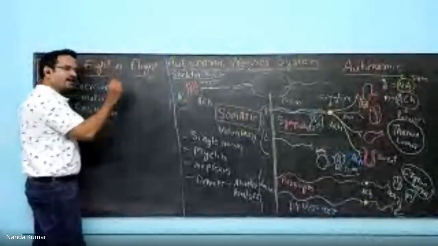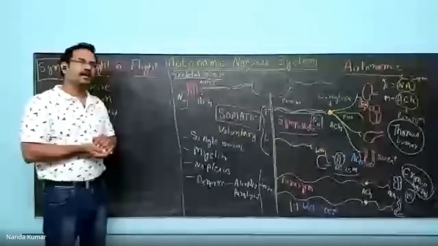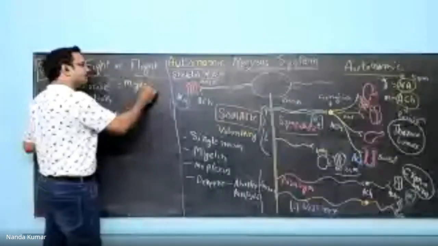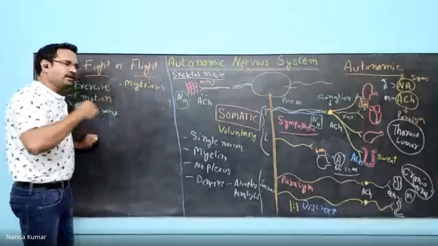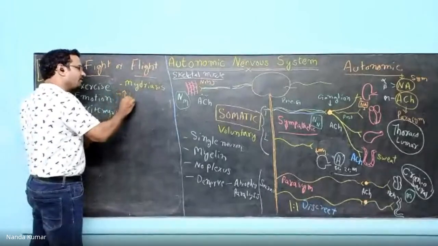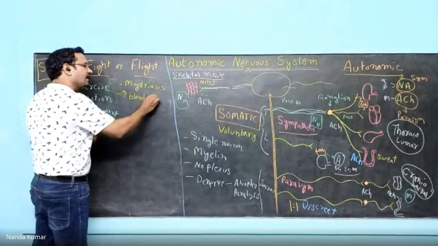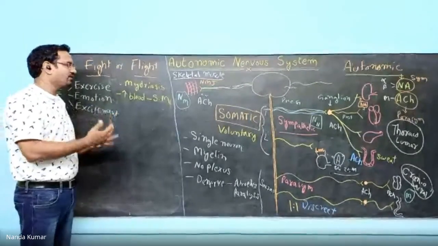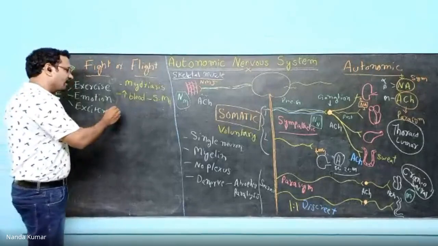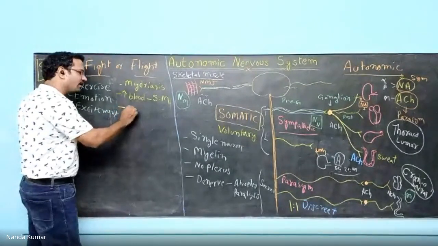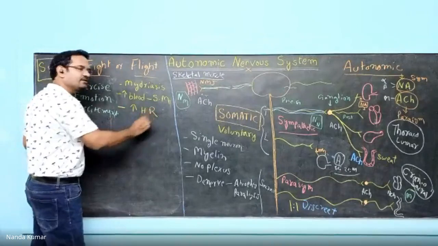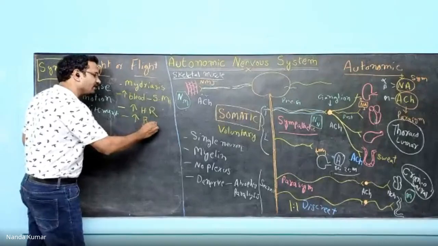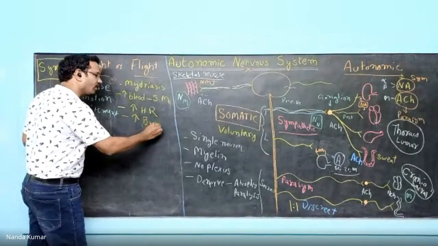First one, pupil dilation. Technically, pupil dilation is known as mydriasis. So the first response is mydriasis. Pupil dilation occurs. Next one, increased blood supply to skeletal muscle. Why? Because with the skeletal muscle, we do all the work, fight or flight. So increased blood supply to skeletal muscle. Next one, in order to increase blood supply, what has to be done? Heart rate should be increased. Next one, to increase oxygen, what has to be done? Bronchodilation. Bronchi should get dilated.